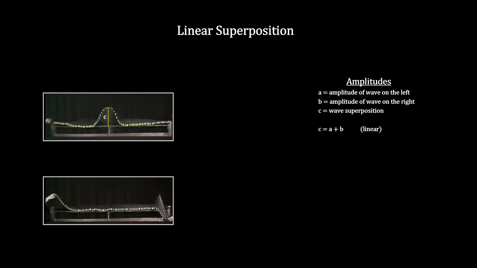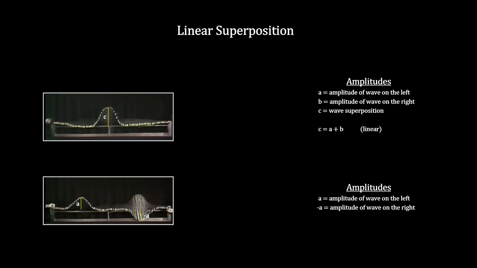In this next example, where one has an amplitude A and the other has an amplitude minus A, the superposition is zero. They cancel each other out. Remembering that a physical system can be described by a wave function and Schrodinger's wave equation, their quantum states can be linearly combined like these waves. This is the principle of quantum linear superposition.